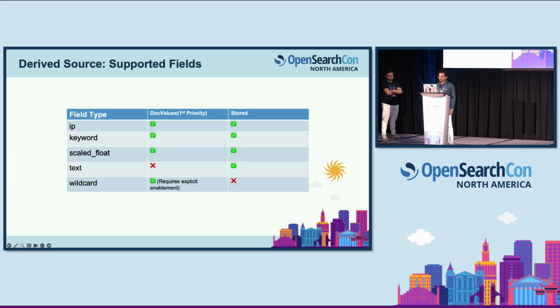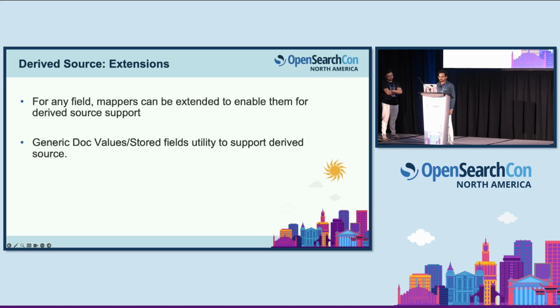So now that we have talked about supported field types, now let's look at how it can be extended to other field types as well as plugins. So let's say you have the KNN plugin and you want to support that field for regenerating the source instead of storing it in the underscore source field.